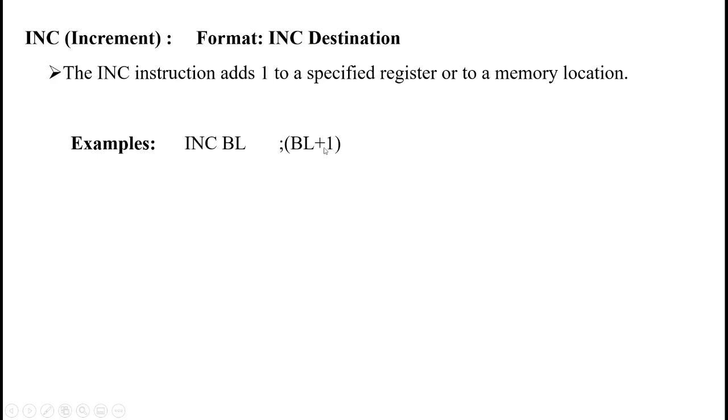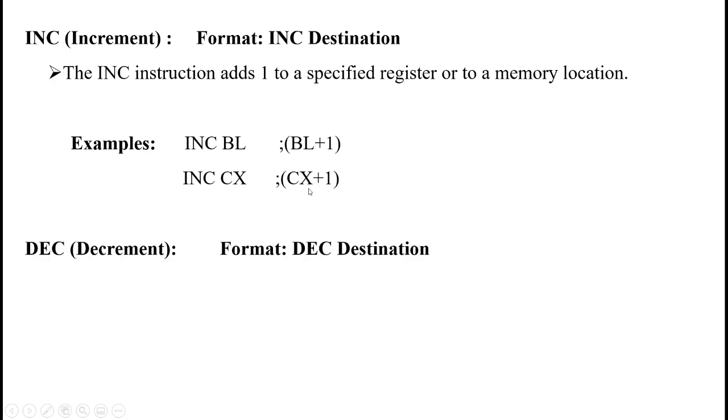INC BL, that is BL plus 1, the register value is incremented by 1. Suppose the BL value earlier is 4, now plus 1 it is 5. So after execution of INC BL, you will get the BL value as 5. INC CX, so CX is earlier 16, plus 1 then it will be 17. Like that it will be incremented. If you use a memory location, the address will be incremented by 1.